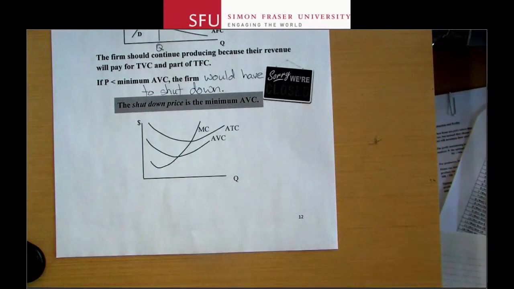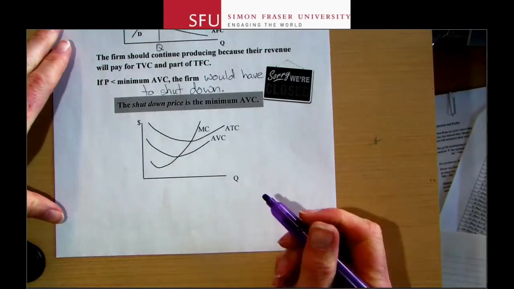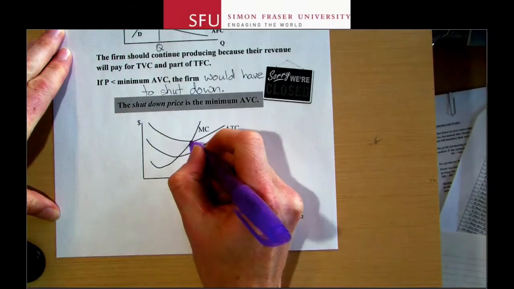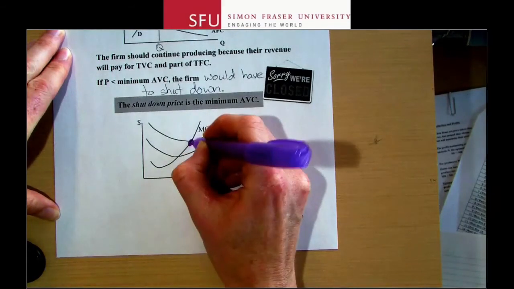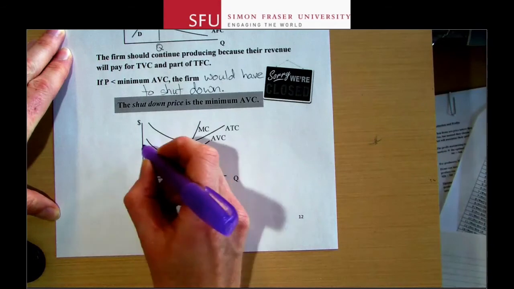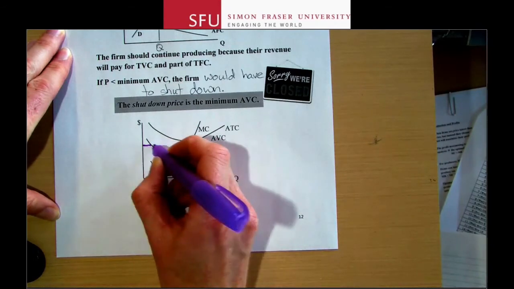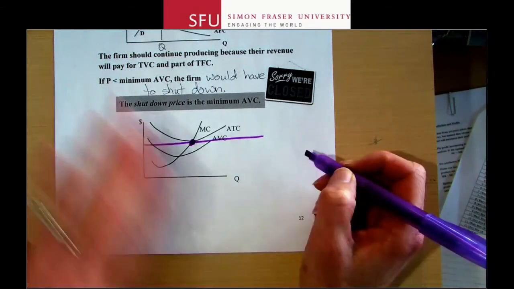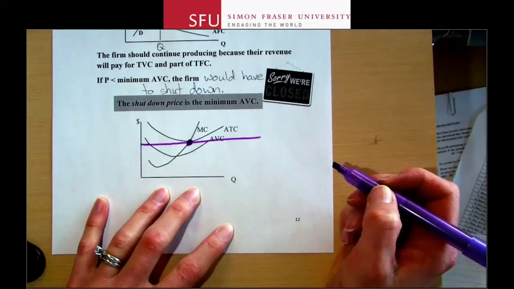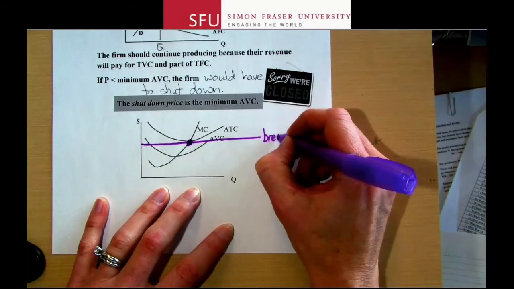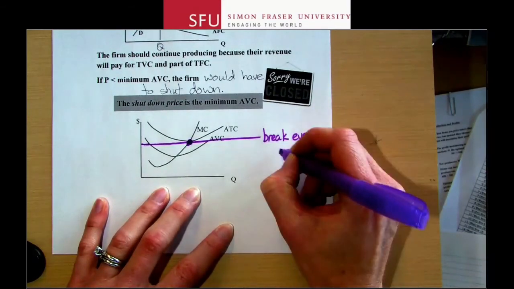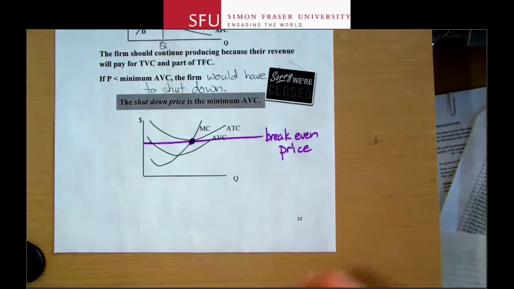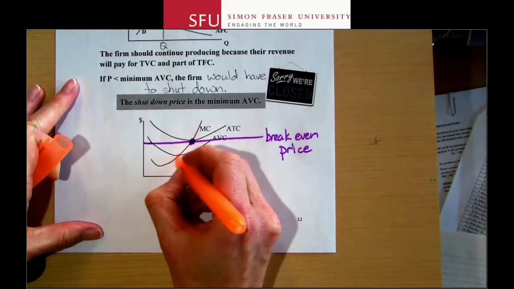Okay. So in this diagram, let's look at these two important prices that you've learned so far. A couple pages ago, we were talking about the break-even price. That is at the bottom of the ATC. That is the break-even price. And then the shutdown price is at the bottom of the AVC.